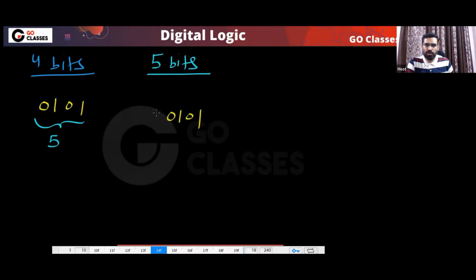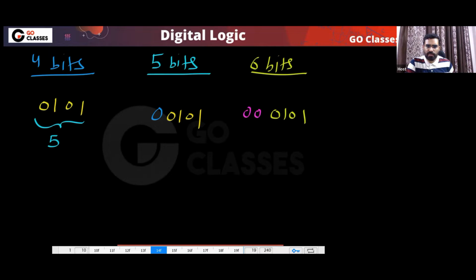What extra will you do? You will put a 0, correct? And if you want to put the same data in 6 bits, then for this 0101 you will put 2 more 0s. Okay, so this is the idea.